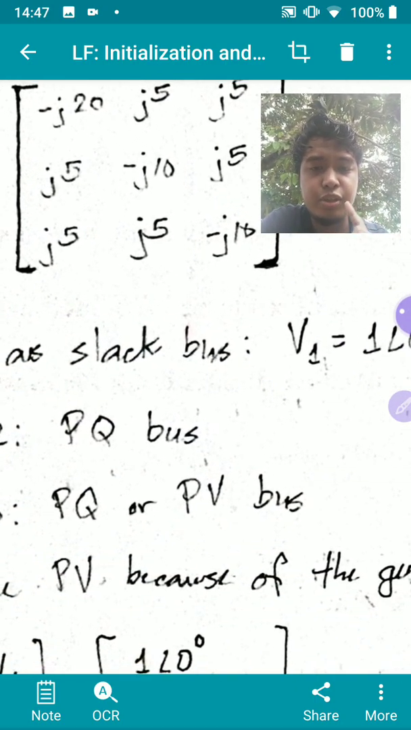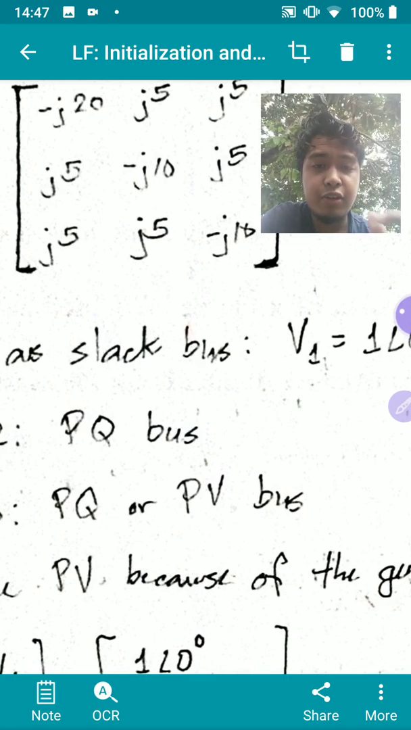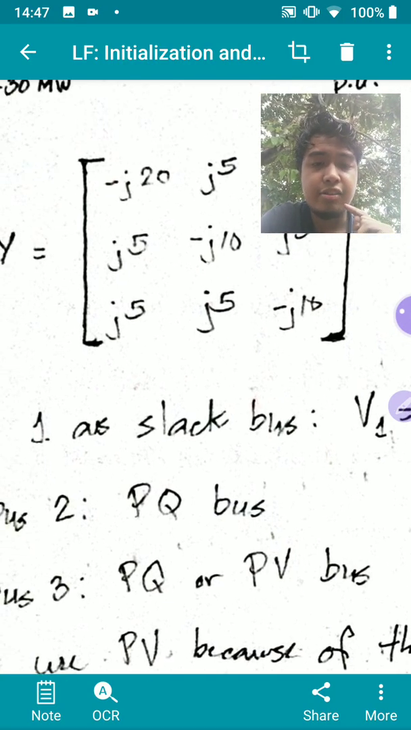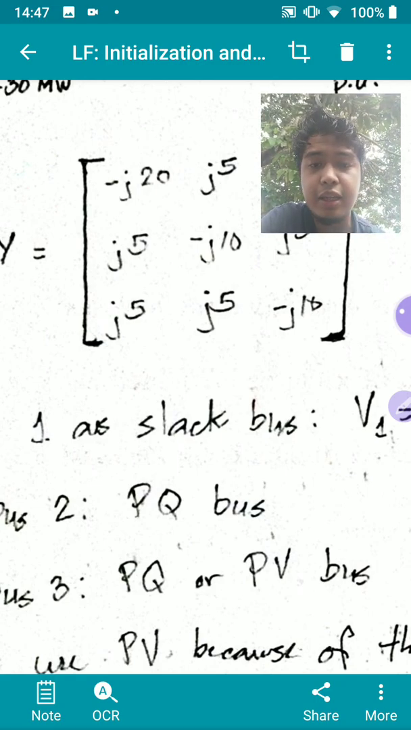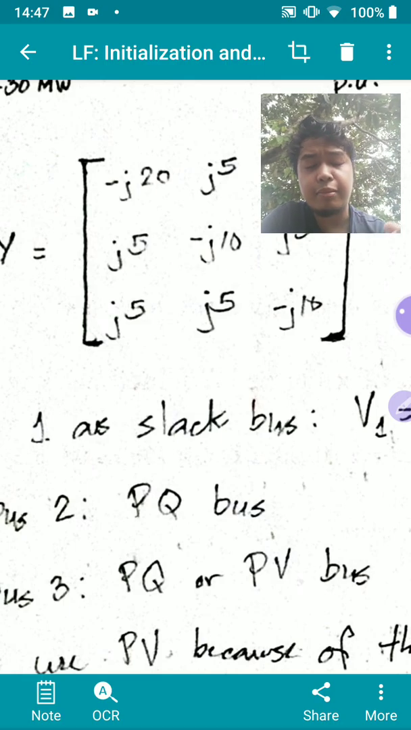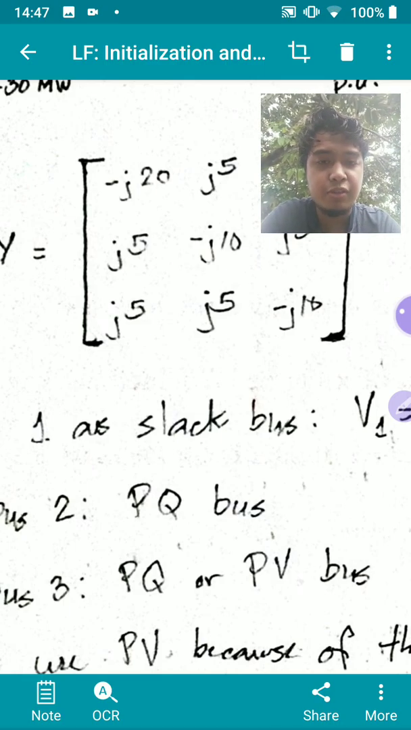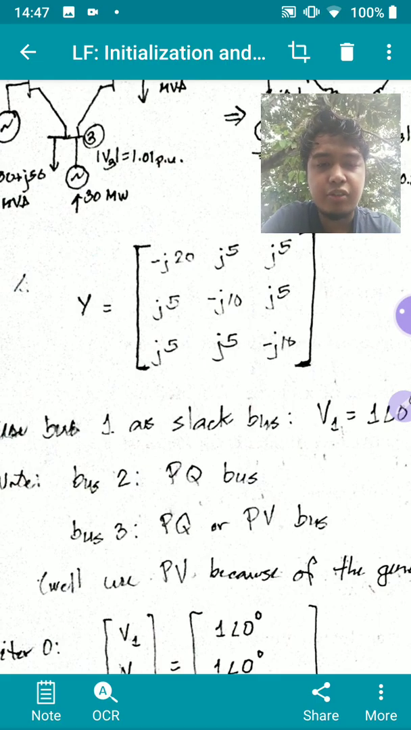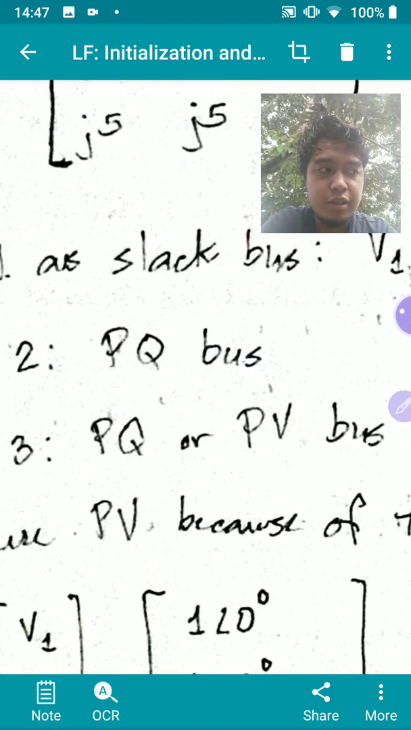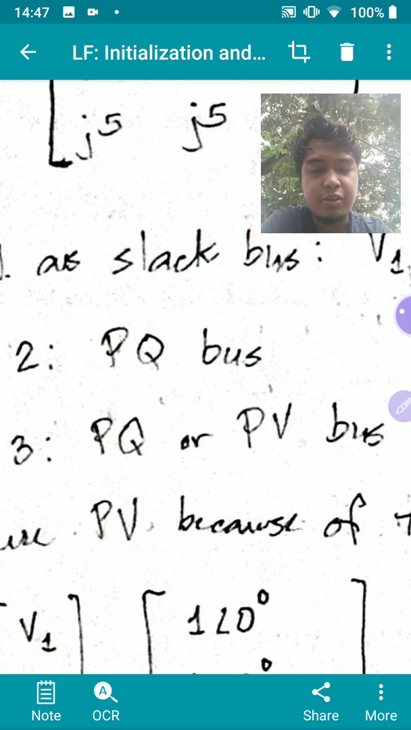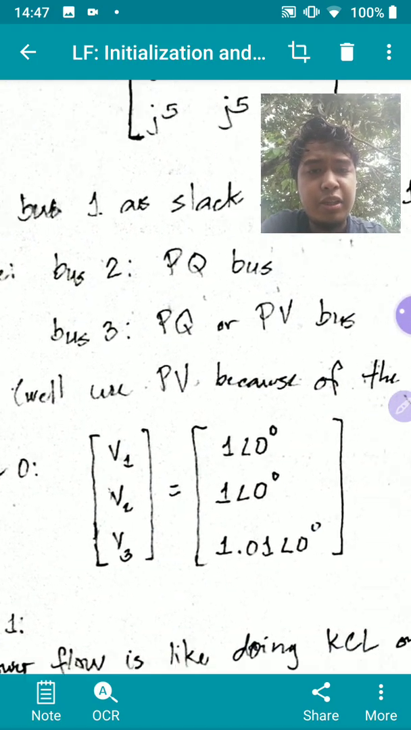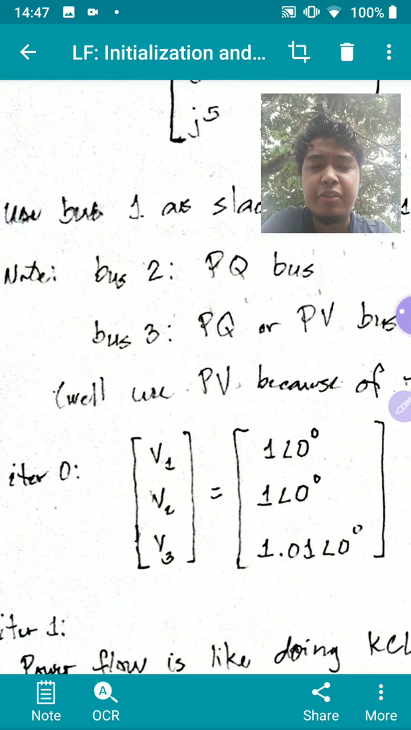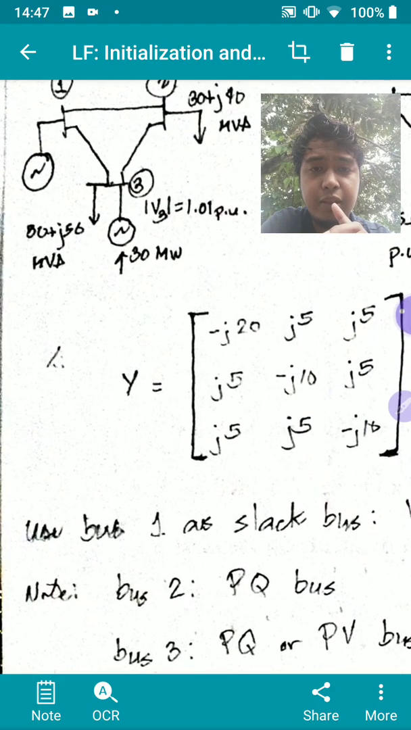However, if I assume that bus 3 is a PV bus, then I'll be forcing the network to have a certain P and a certain V magnitude. Meaning, the Q and the voltage angle on that bus will be variables. For further discussion on the difference of load flow buses, I suggest you go back to that separate video. However, for bus 3, we'll be treating it as a PV bus because of the generator.